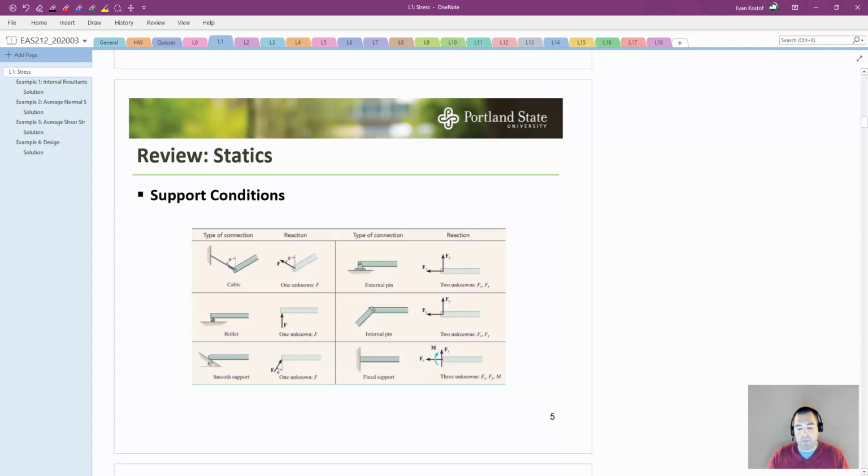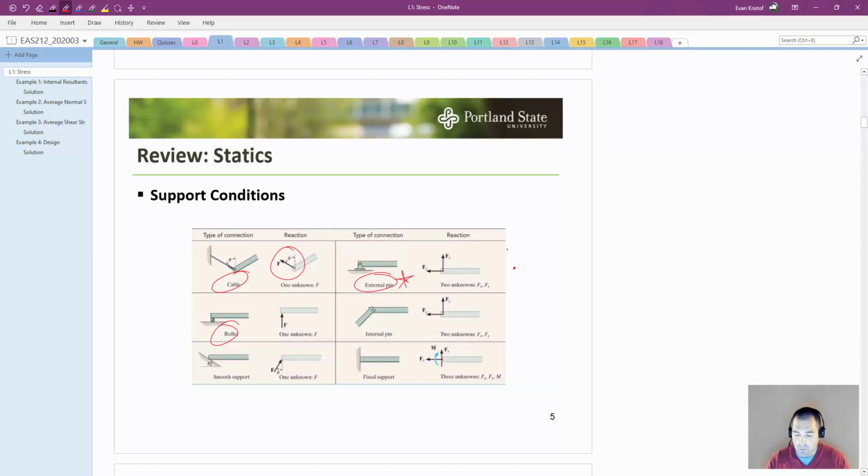So depending on how our member is supported, whether it's a cable or a roller or an external pin, that ends up being the source of multiple or possibly multiple unknowns that we're often trying to calculate in statics. So with a cable, for example, we have one unknown force. It's only one unknown because the magnitude of the force is unknown, but because it's a cable, we know the direction of the force. Whereas like with a pin, we have two unknowns. It's both the magnitude of the force and the direction that are unknown.